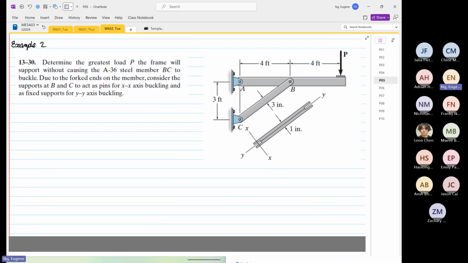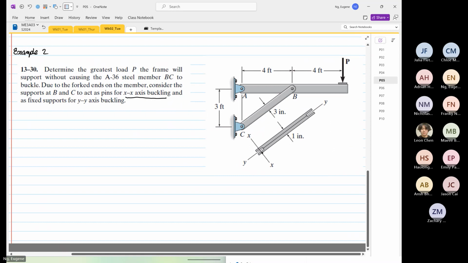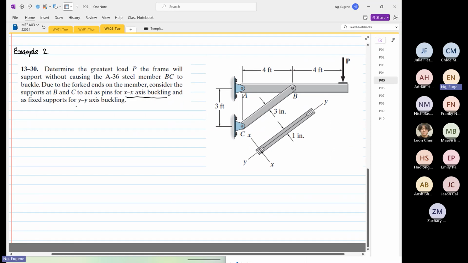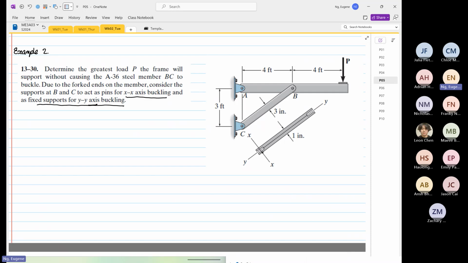Due to the fork end of the members over here, so you look at the ends down here, consider the support at BC to act as pins in the XX axis. So this is where it's confusing. And fixed support in the Y. And there's a reason for this.